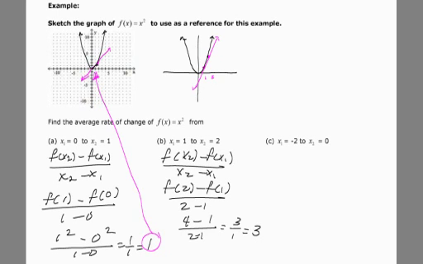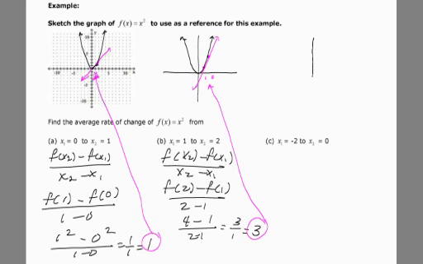That tells me what? The average rate of change of this function between 1 and 2 is 3. The slope of the secant line between 1 and 2 is 3. That's a positive 3. Notice this line is steeper than that one. The steeper the line, the higher the slope.